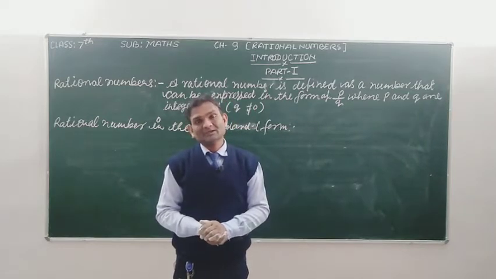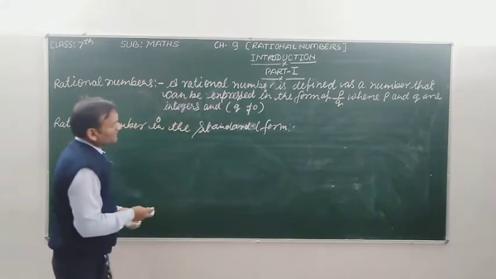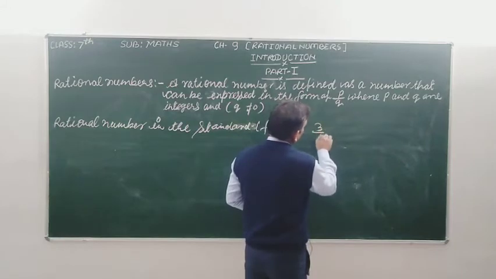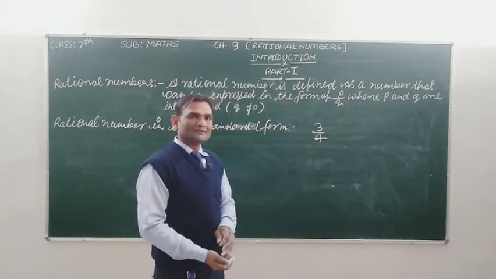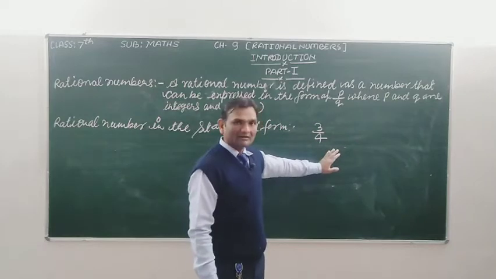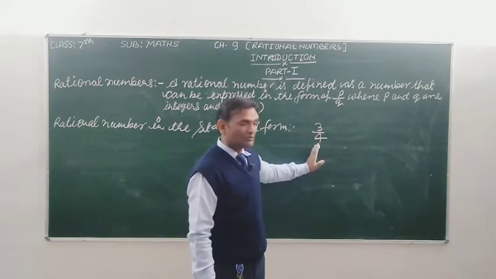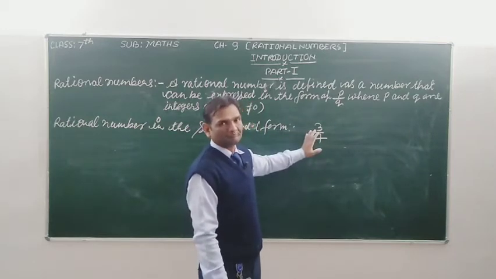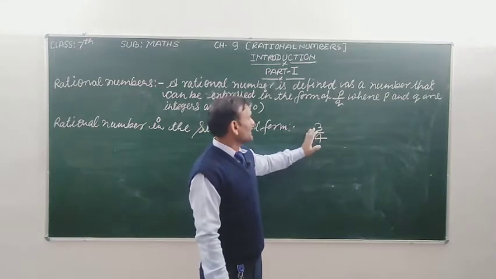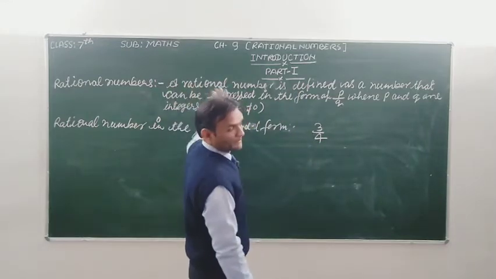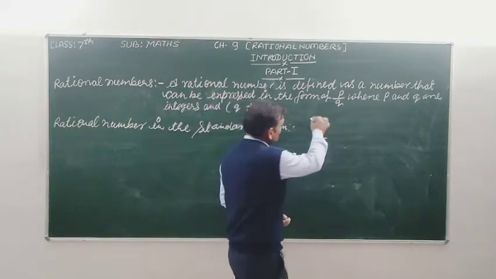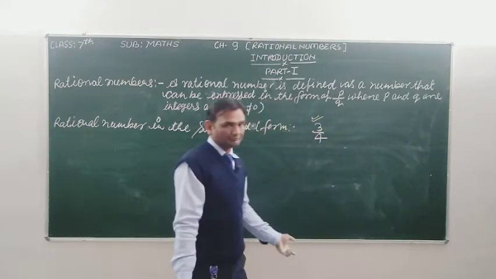What does that mean? Suppose I am taking an example here, like 3/4. This is a rational number, you know very well, because it is written in the form of P/Q, where 3 and 4 are integers and Q is not equal to 0. All conditions of the definition of the rational number are applied. So this is a rational number. But is it in standard form or not? How can we check?